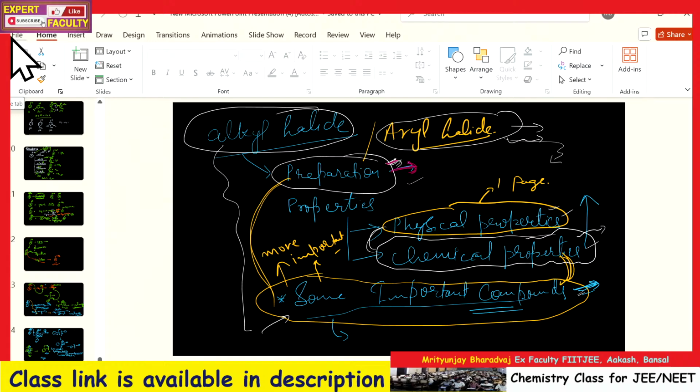So those are the reactions in which phenol has the property of a nucleophile. It is acting like a nucleophile. Yes, sir.